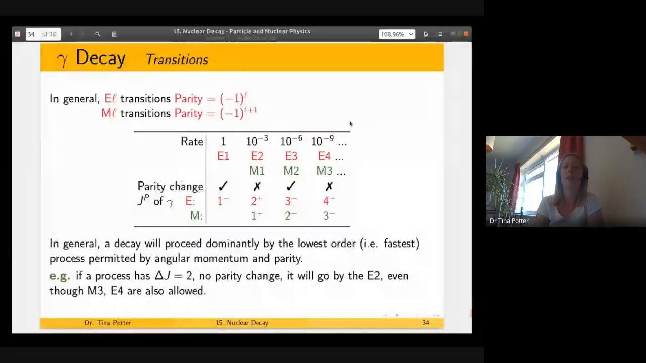Right, let's switch back to the slides. Okay. So this summary table on slide 34 is quite nice to understand what rates dominate and why, and also the parity change and the delta J that we could have.